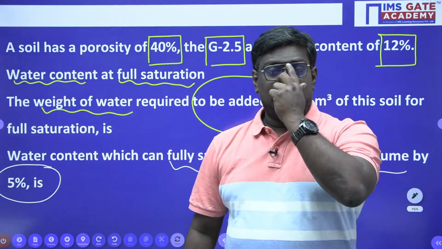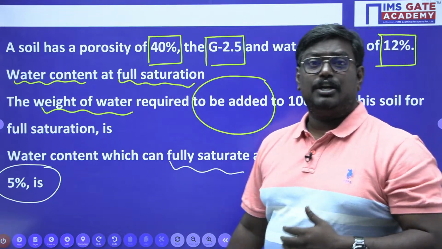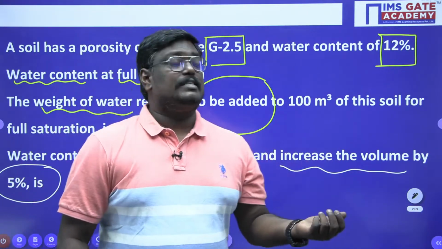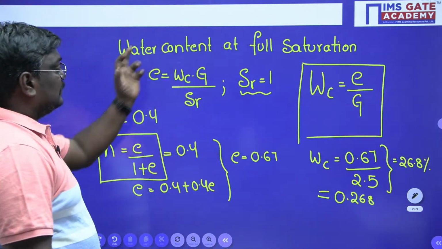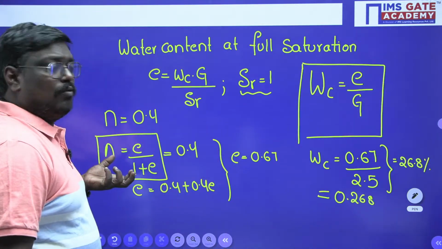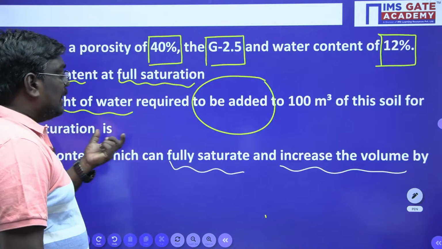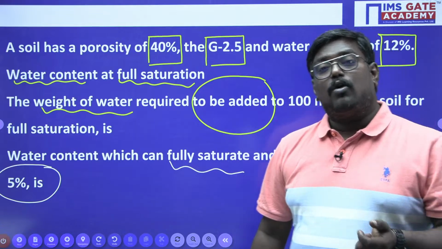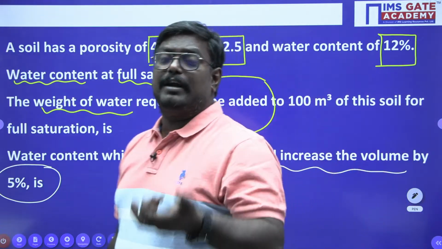Once you have found the water content at full saturation, you have to find the weight of water in case of full saturation. So this is how we have done it. How do you calculate the water content? Now, how do you calculate the weight of water to be added for full saturation? Weight of water is taken as water content into weight of solids.